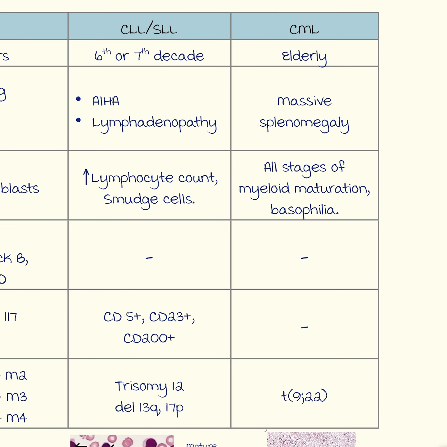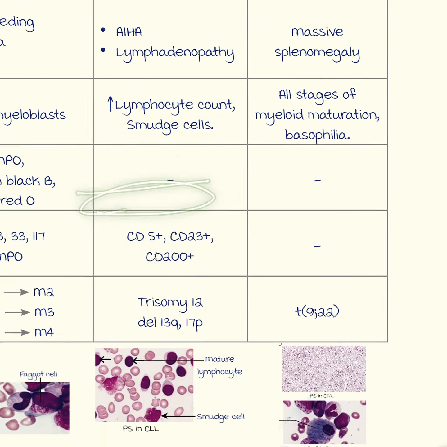Now we are talking about CLL. CLL is seen in elderly persons, around 60 to 70 years. There is autoimmune hemolytic anemia, and lymphadenopathy is a clinical feature. The lymphocyte counts are increased, and smudge cells are increased.